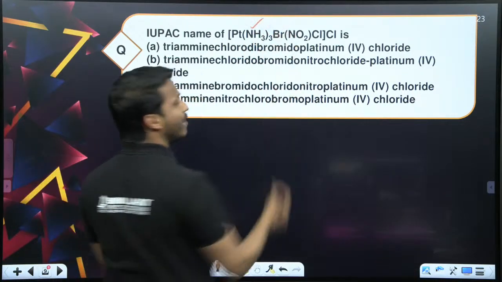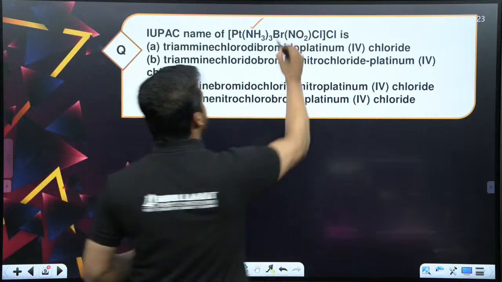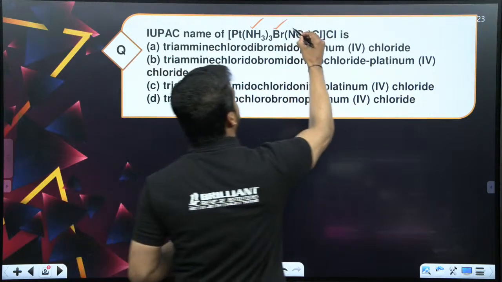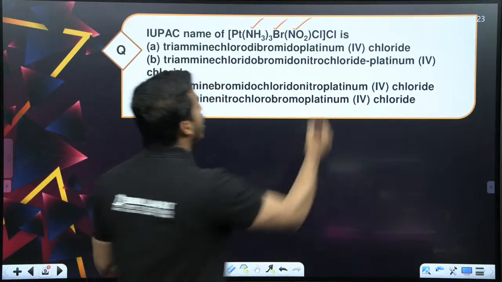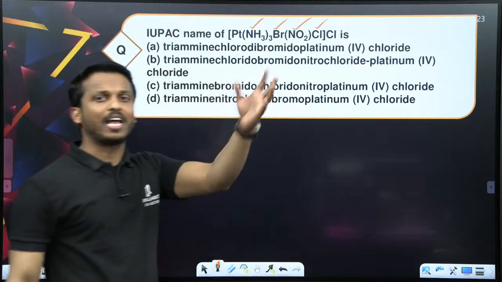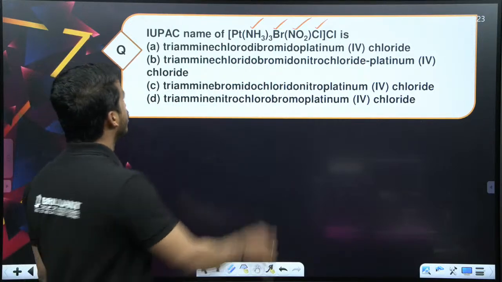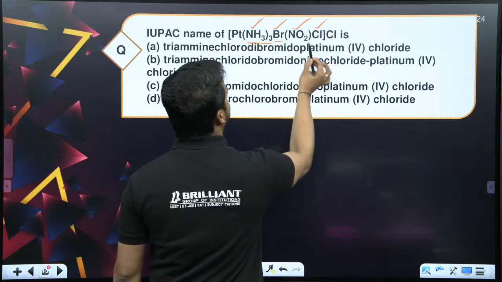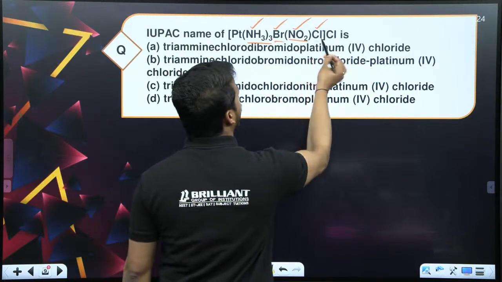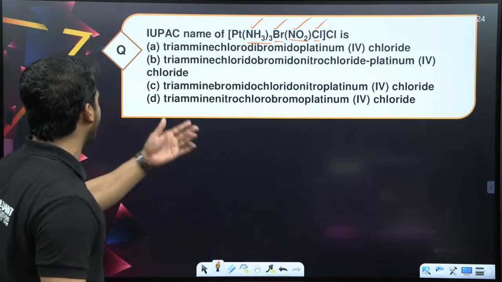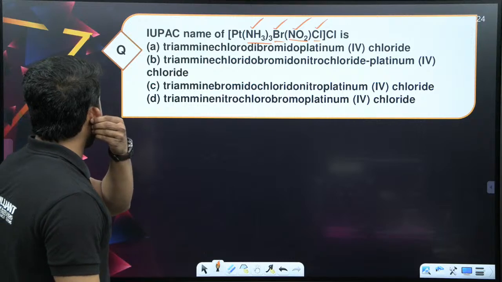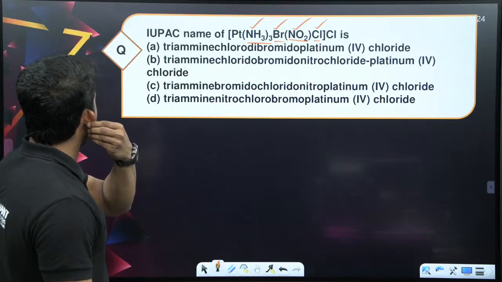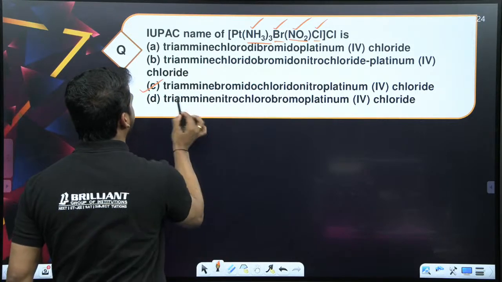This is called the ligand amine. This is bromido. This is nitro or nitrito N, chlorido. I know alphabetical order, no doubt, amine first. So triamine, bromido, nitro or nitrito N, chlorido. I think from there itself you will get it. Triamine bromido. Yes, option C.